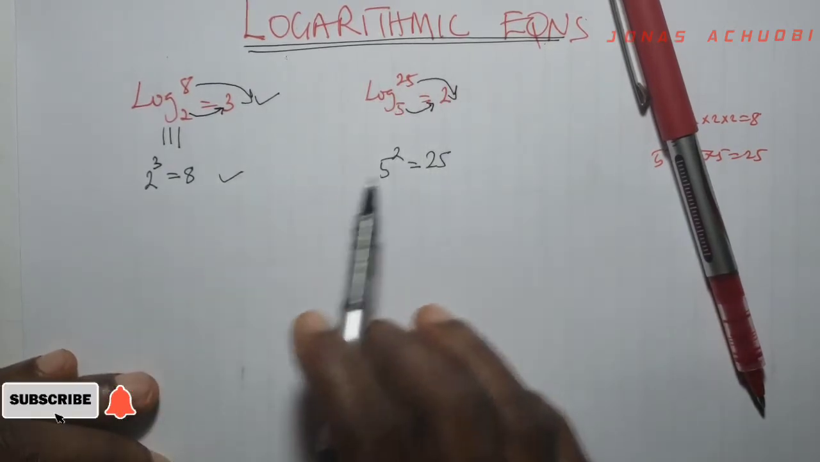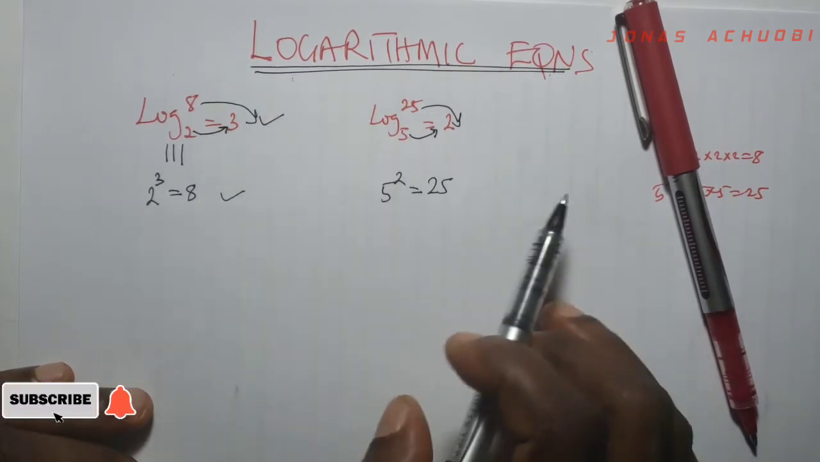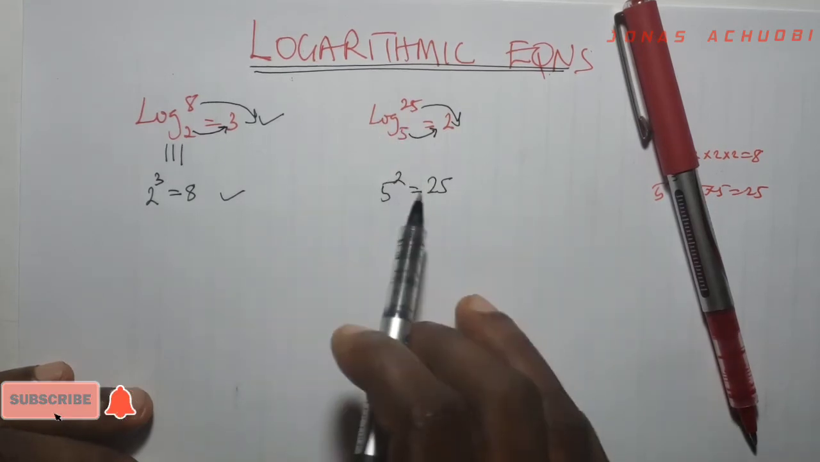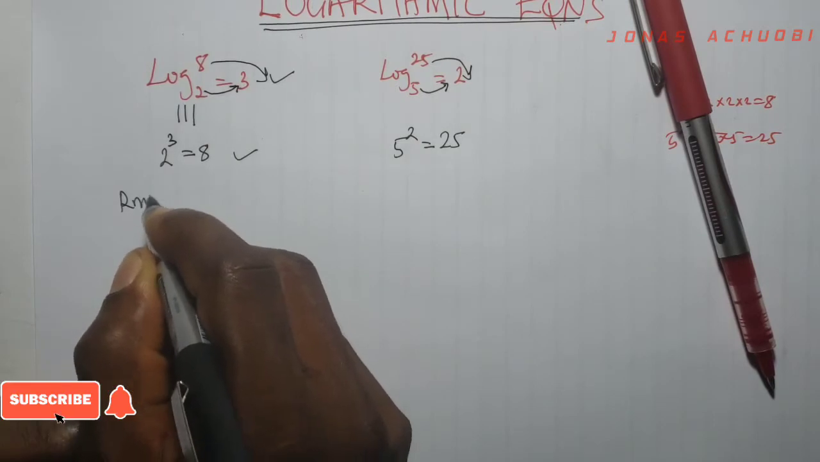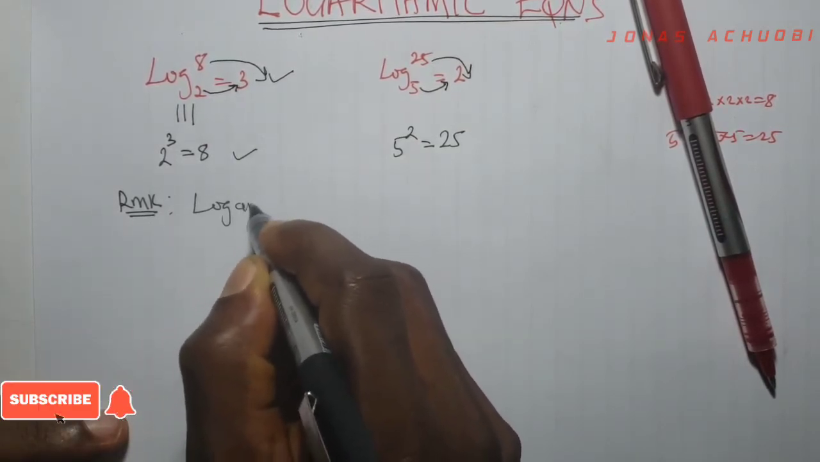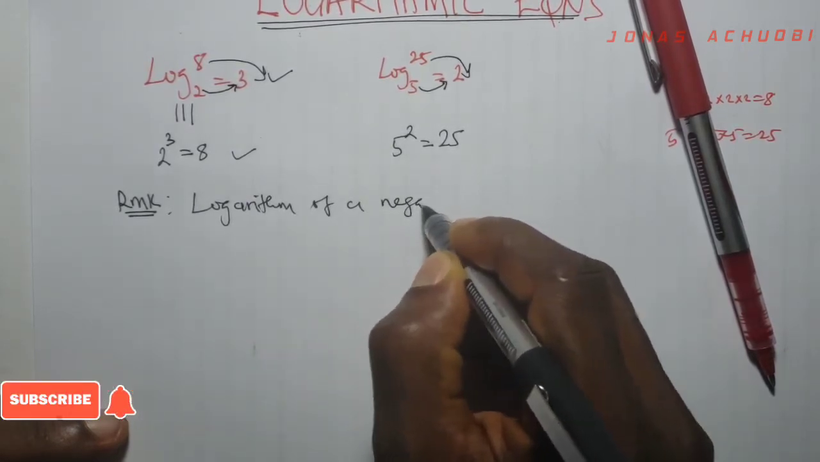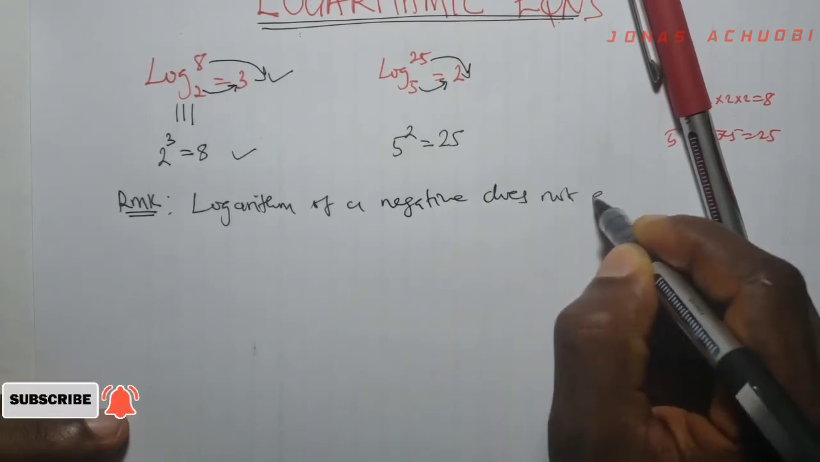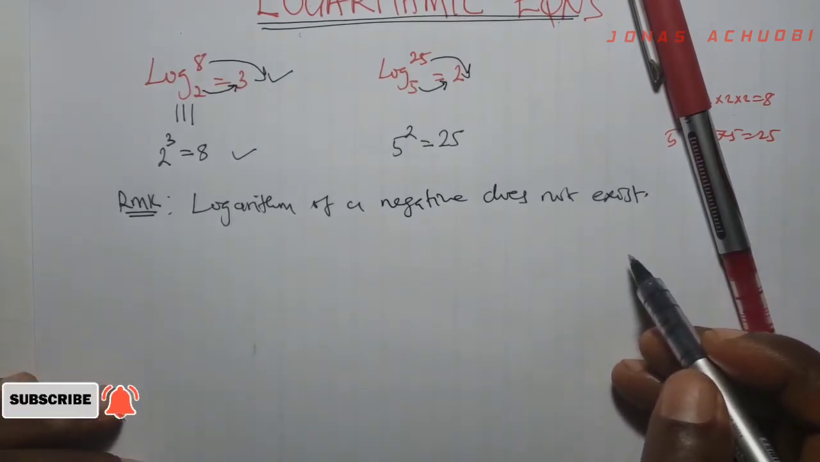This will come out to be very useful to us when trying to solve equations that involve logarithm, because most times we want to change the equations from log form to index forms in order to solve. However, I should make this remark that the logarithm of a negative number does not exist. So in the theory of logarithms, we can't find the logarithm of a negative number.